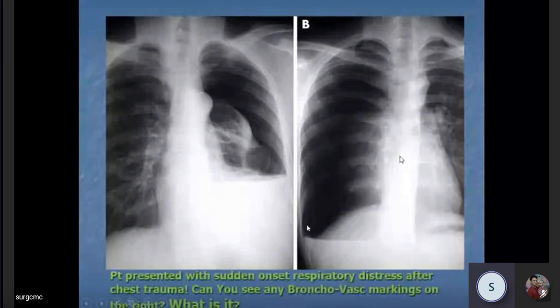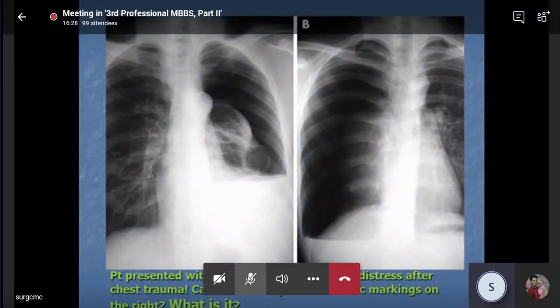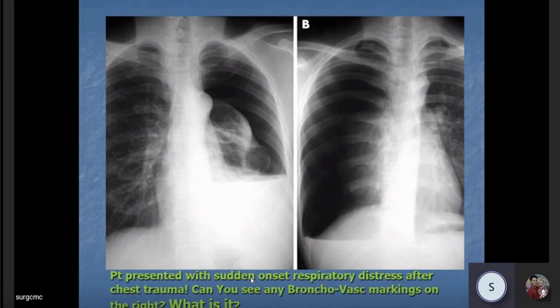So what is it? I am giving you the history. It's a sudden onset respiratory distress after chest trauma. Very good. It's a pneumothorax with hydrothorax, or pyothorax. I mean, you say it's a pneumothorax with a hemothorax, it can be a hydrothorax, can be even a pyothorax. You don't know what it is.